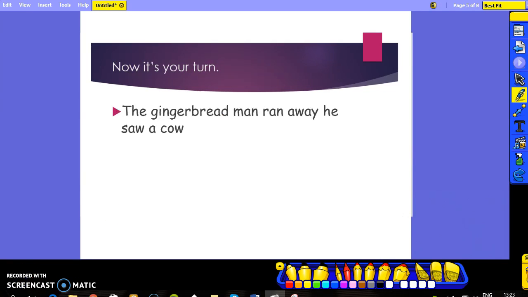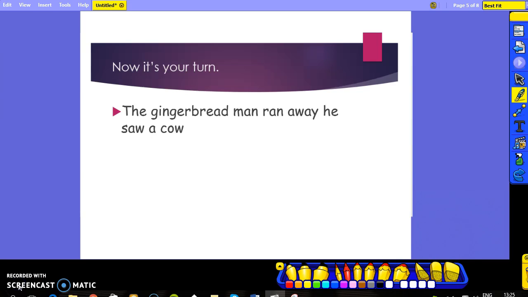Now let's see if you can have a go. So I have two full stops missing from my sentences below. It says, the gingerbread man ran away. He saw a cow. Pause the video and add your full stops now. So let's see how you got on.